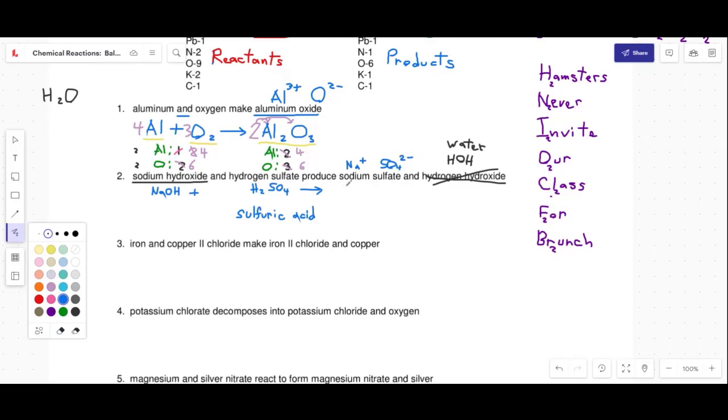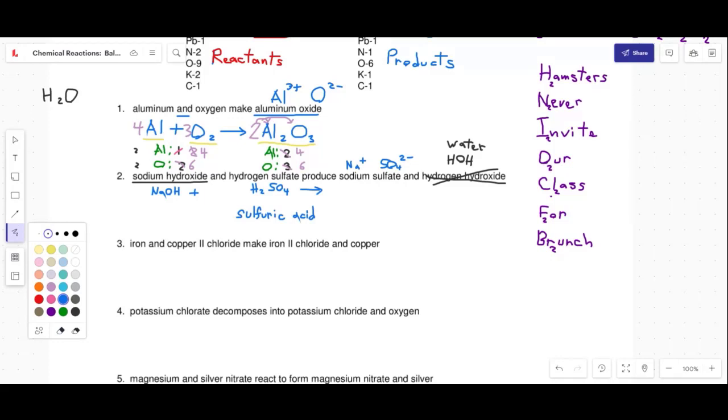So what's the formula for this? What's the formula for sodium sulfate? Is it NaSO4? Not quite. You have to make sure the charge is balanced. There have to be an equal number of positives and an equal number of negatives.